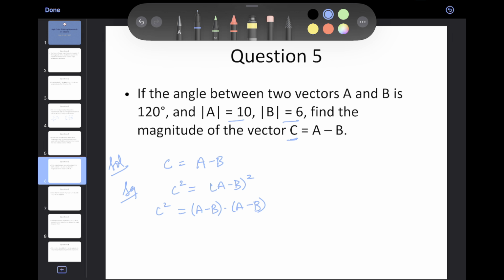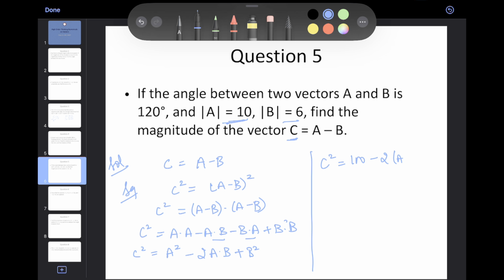So this becomes C square equals A dot A minus A dot B minus B dot A plus B dot B. And A dot A can be written as A square. A dot B and B dot A is same, so it can be written as minus twice of A dot B. They are commutative. You can check in the videos in which we have learned the concepts of scalar product. This is C square. Now magnitude of A is 10, so that is 100 minus 2 times of A dot B, which is magnitude of A, B cos theta, and then B square is 6 square, that is 36.